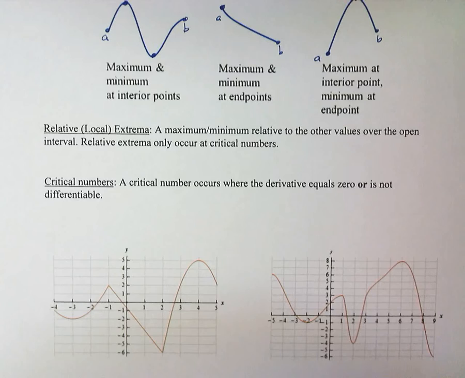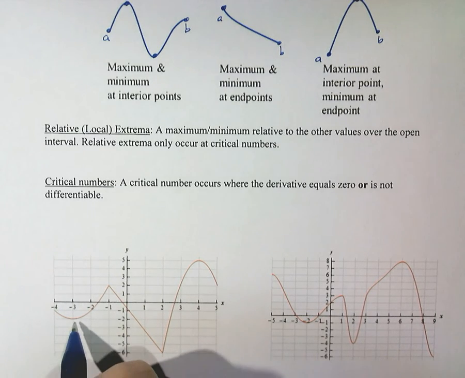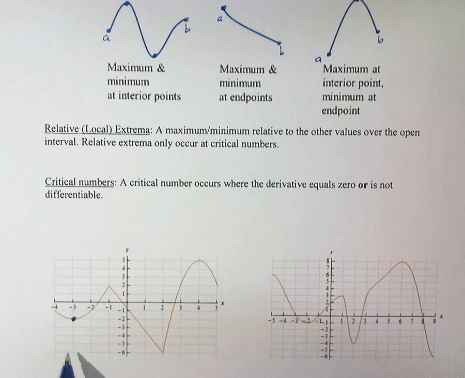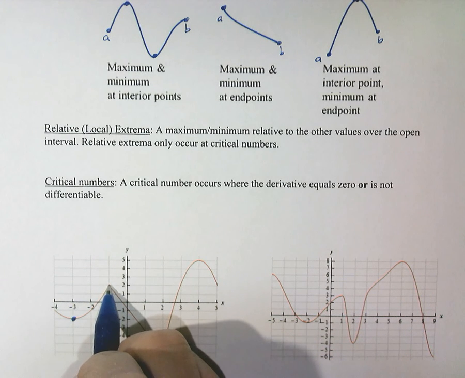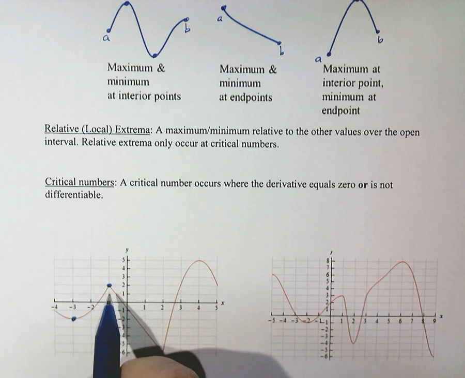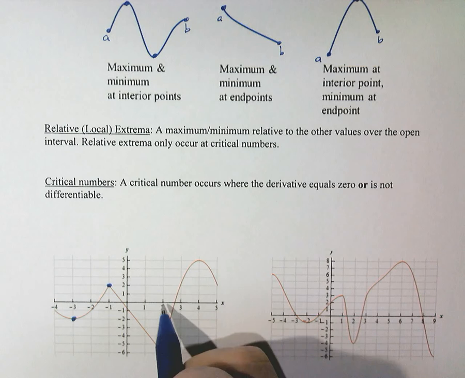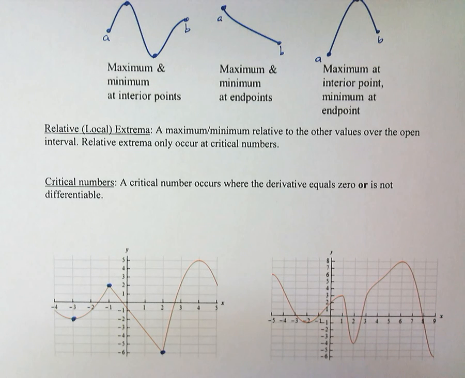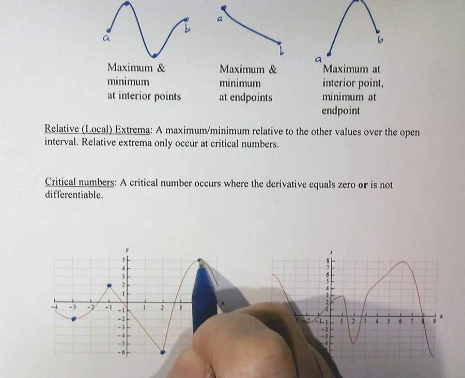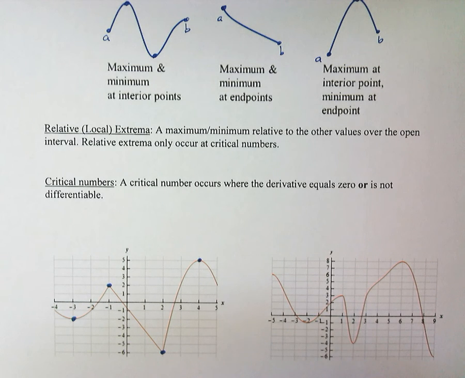So here are a couple of example graphs. There's a critical number at -3 because the slope is 0. It's a relative minimum. If you draw a tangent line, that slope is 0. There's a critical number at -1 because at x equals -1, it's not differentiable. It's a point. There's a critical number at x equals 2. Once again, it's not differentiable there, so that's why it's critical. And there's a critical number at 4, where the tangent line slope would equal 0.